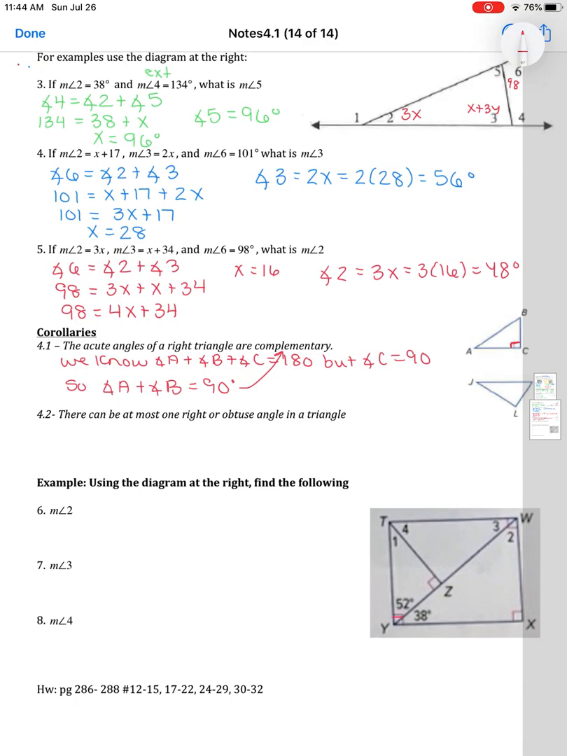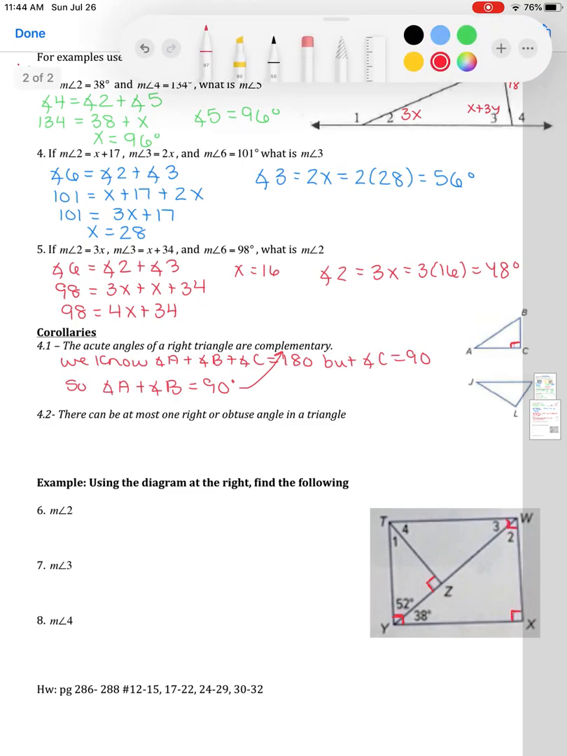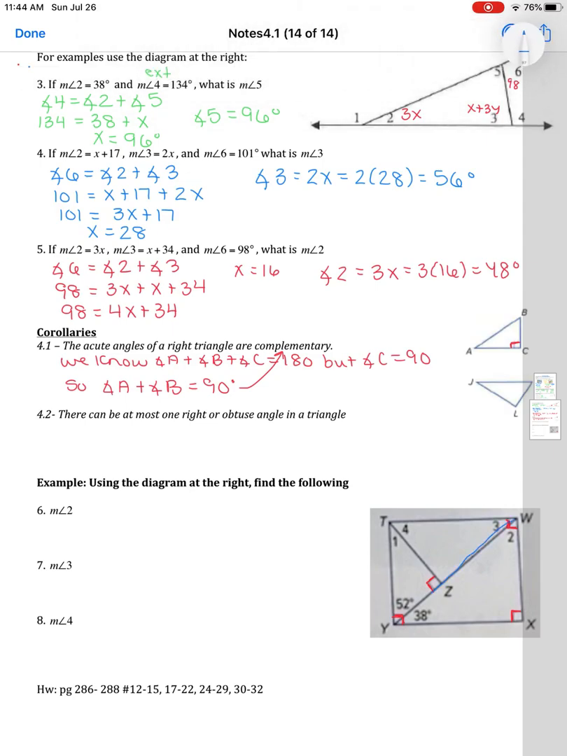Corollary 2 says there can be at most one right or obtuse angle in a triangle. So when we talked about different kinds of triangles, a right triangle can only have one right angle, and an obtuse triangle can only have one obtuse angle. Because think, the total of the 3 put together has to be 180. So if there's anything more than those, you're not going to be able to make a triangle. All right, last 3 on the bottom.